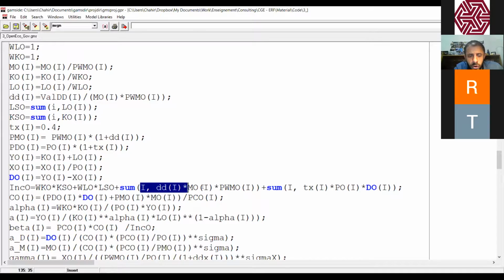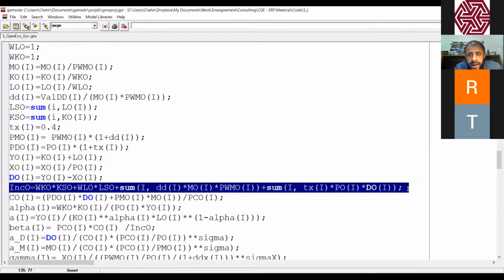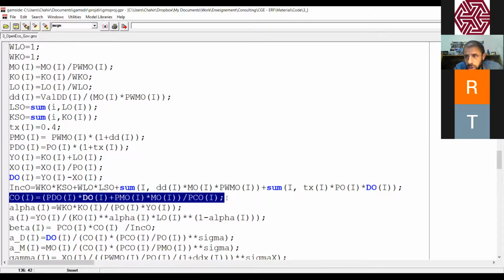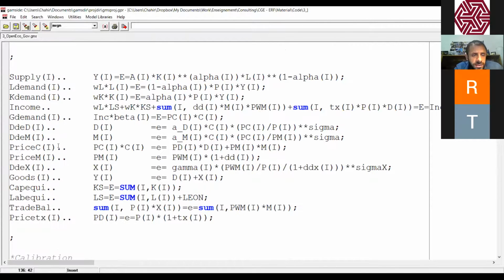Then the same for the customs and taxes. All the terms have already been declared before, so I can calculate the income. And then I can calculate my consumption based on the same equation that I have here, because that's why I told you that in general we do the calibration by copying and pasting from the equations.